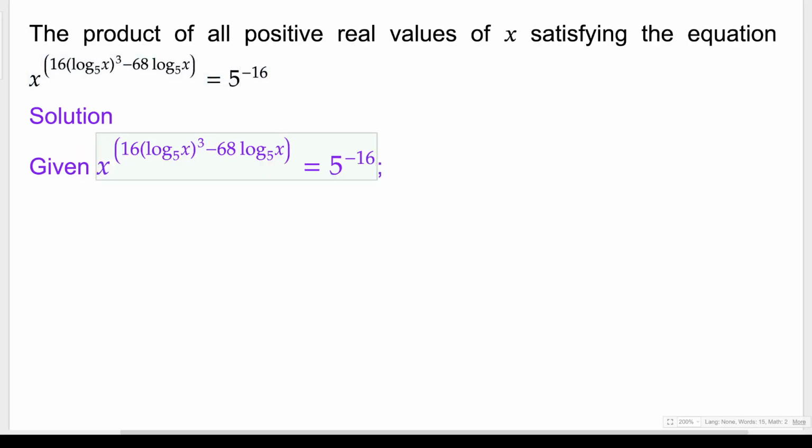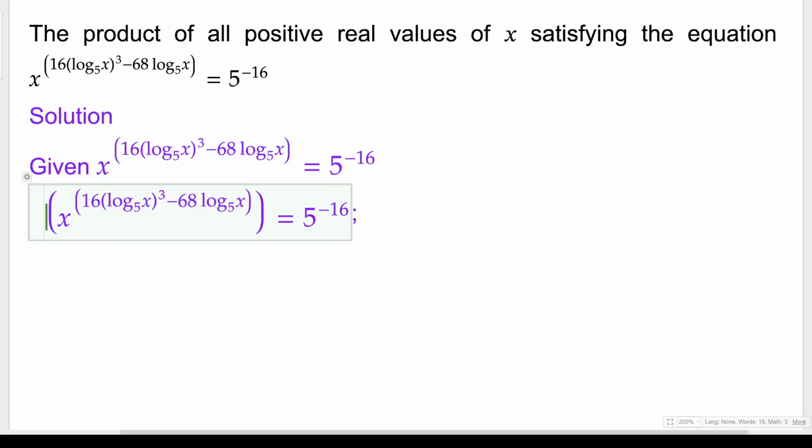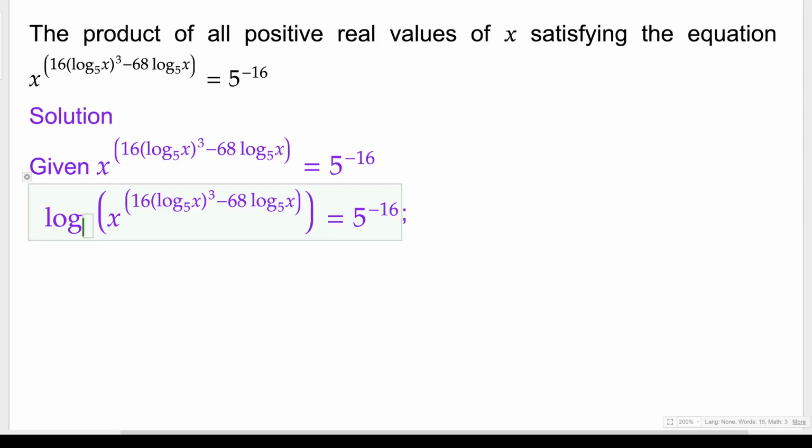Now to simplify this one, you can observe here log base 5 is mentioned, right? So in order to simplify this one, I will take log base 5 on both sides, for this expression and the same thing for the RHS as well.